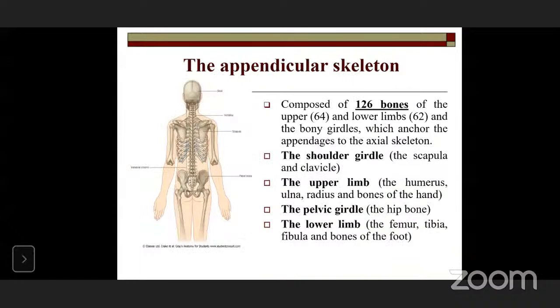Then comes the appendicular skeleton, the bones which form the limbs, both the upper limb and the lower limb. Totally 126 bones are there. The upper limb consists of 64 bones and the lower limb of 62 bones, along with the bony girdles: the shoulder girdle with the upper limb, and the pelvic girdle with the lower limb. These are the important bones in the appendicular skeleton.